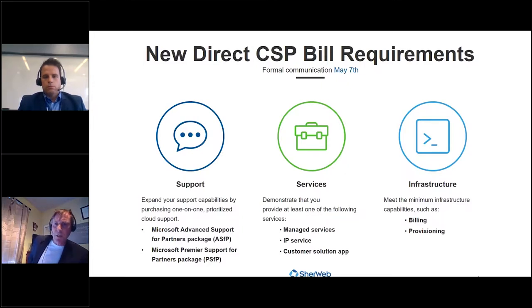Okay, thank you for the question. Exactly. Either if you look at ASFP, Advanced Support for Partner, or the Premier Support for Partner, these are not per workload. It is really across all the solution portfolio from Microsoft. So hopefully that clarifies.